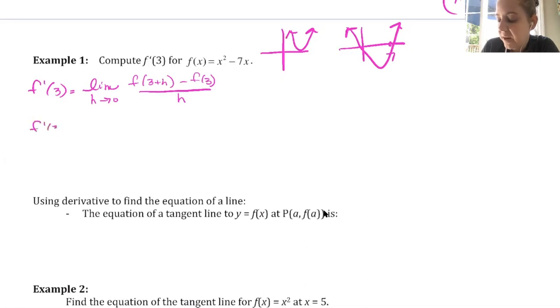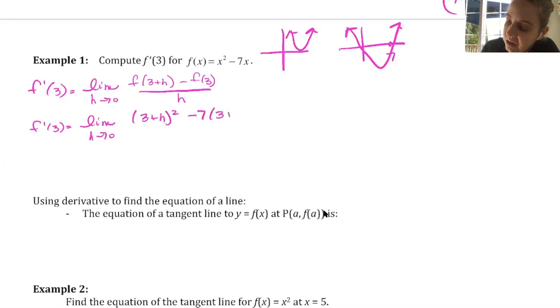So f prime of 3 is equal to the limit as h approaches 0 of (3 plus h) squared minus 7 times (3 plus h). Everybody hates this part. This 3 plus h goes into both x terms. So all of this is f of 3 plus h. It's a big, big substitution. Minus f of 3. So now I put the 3 in for both of those.